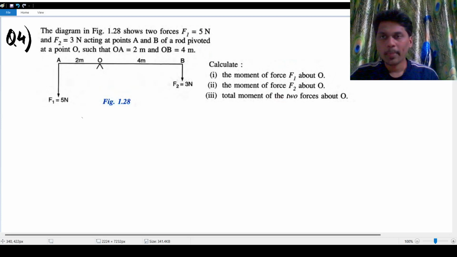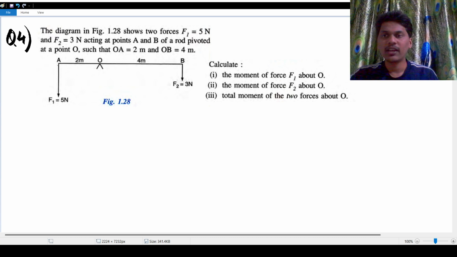Question number 4. The diagram in Figure 1.28 shows two forces, F1 equal to 5 Newton and F2 equal to 3 Newton, acting at points A and B of a rod pivoted at a point O, such that distance OA is equal to 2 meter and distance OB is equal to 4 meter.